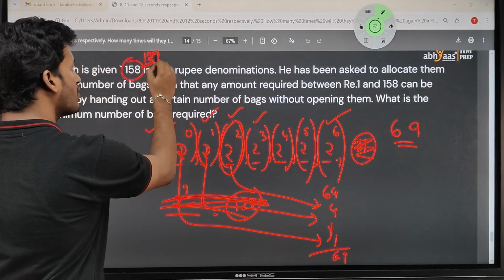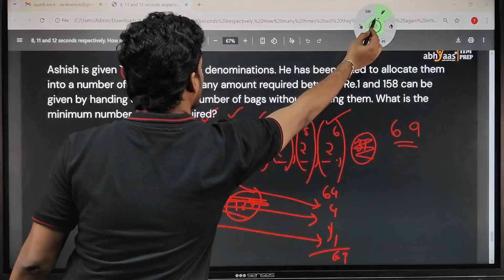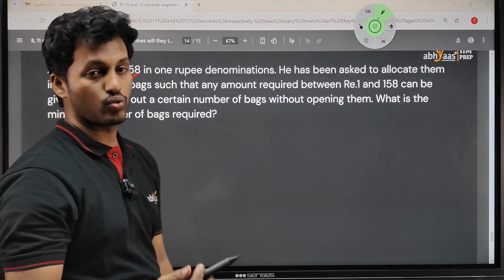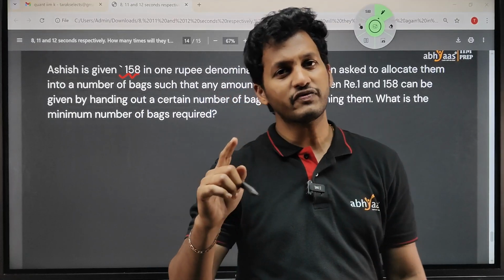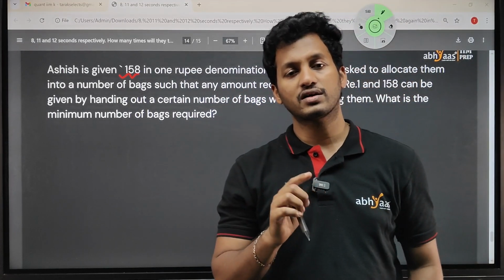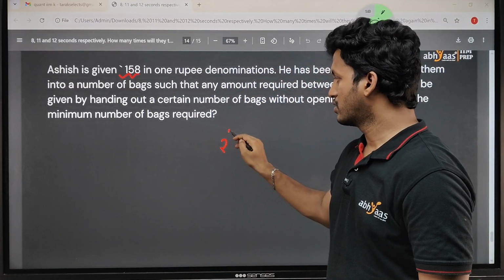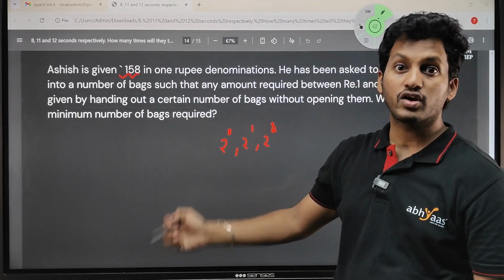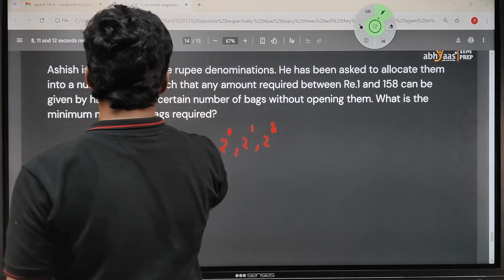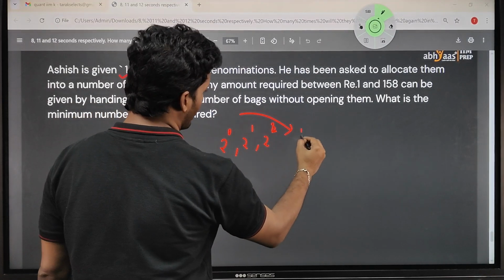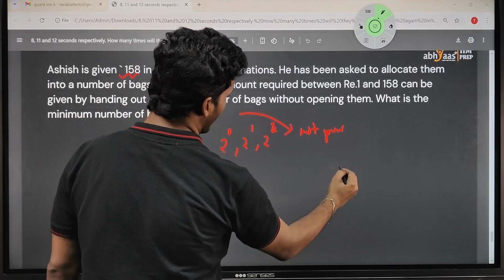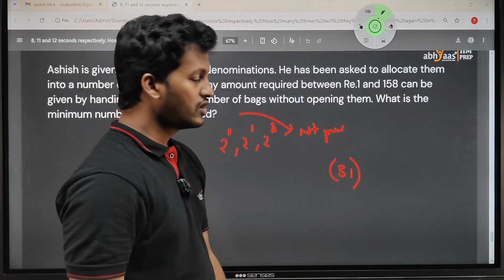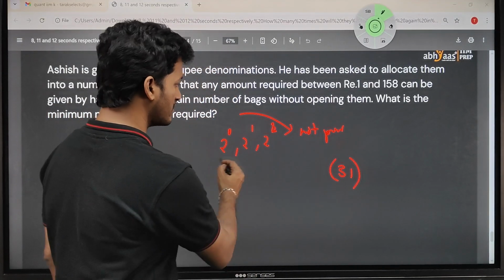Now let's come back to the question. Can I arrange 158 like that? No, not possible. Why? Because 158 will not come as a sum of powers of 2: 2 power 0, 2 power 1, 2 square, 2 cube, like that. So I cannot arrange them in that way. What is the answer here? It's not possible, because I will be left with 31 coins separately. I cannot distribute them.